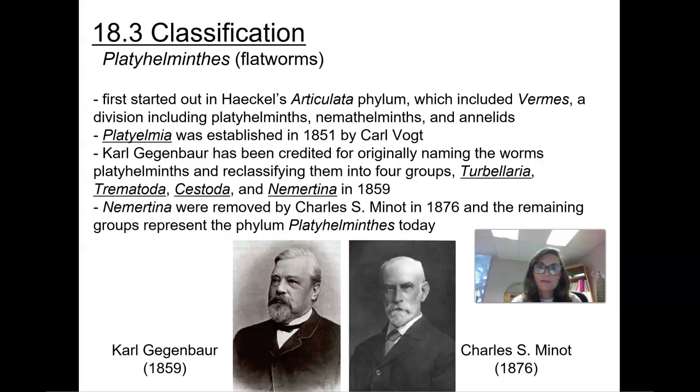Now, the Platyhelmia is going to be established in 1851 by Carl Vogt. Carl Gegenbaur is going to be credited for originally naming the worms the platyhelminths and reclassifying them into 4 groups, and you see the 4 groups there in 1859. The Nemertina are going to be removed in 1876, and the remaining groups represent the phylum Platyhelminths today.